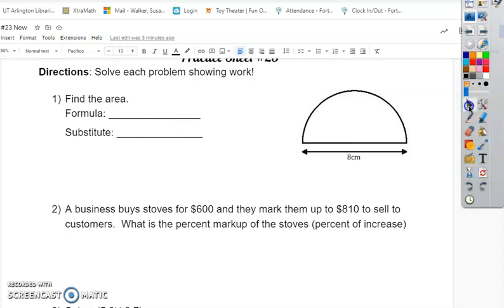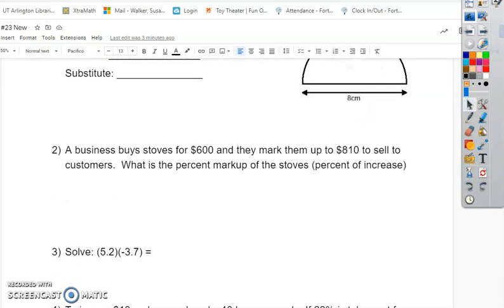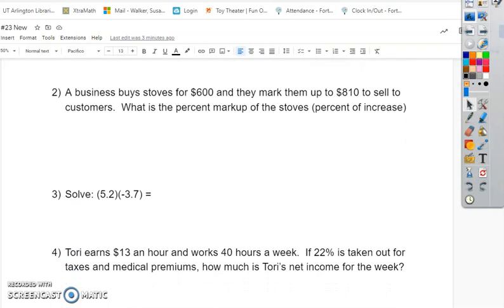Okay. Number 2, we did this last week. We had it on an Ed puzzle. Again, I cannot speak. A business buys stoves for $600. They mark them up to $810 to sell to customers. What is the percent markup?